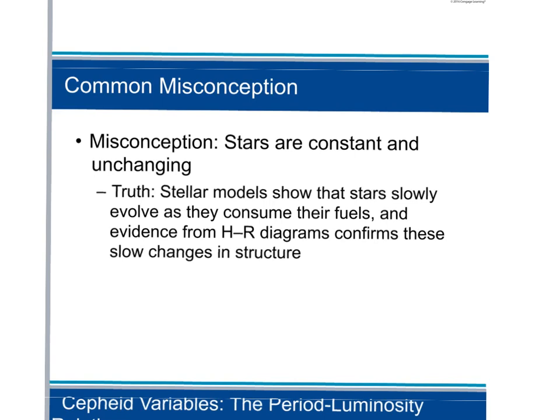We learned in the last chapter that stars are born. We learned in this chapter that they evolve, and we'll learn in the next chapter that they die. So stars do change, and stars are not constant. So we just debunked the misconception that stars are constant and unchanging. The truth is that stellar models show stars slowly evolve as they consume their fuel, and the evidence is that Hertzsprung-Russell diagrams can confirm it, and they show that slow changing structure.